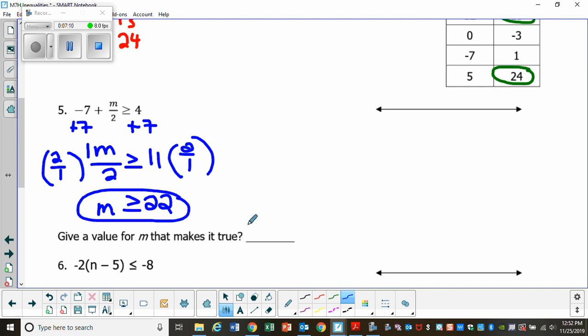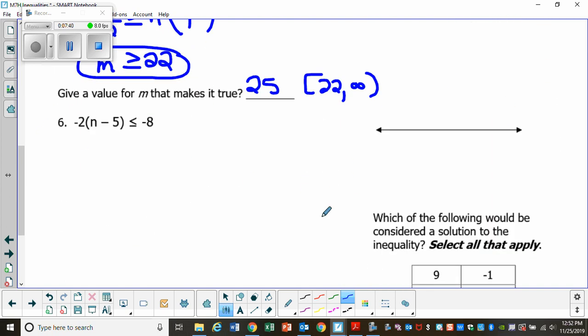So I'm going to pick 25. Go over here to 22. Now we need a closed circle on 22 to show that it's included, that 22 could be an answer. So I could have picked 22 here as well. And then all values greater than or equal to are going to be to the right. So if you think about your interval notation, 22 or more. So 22 to positive infinity.